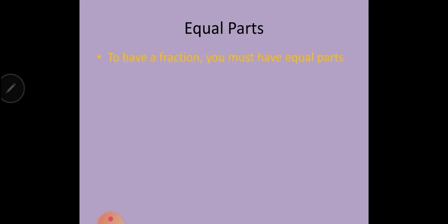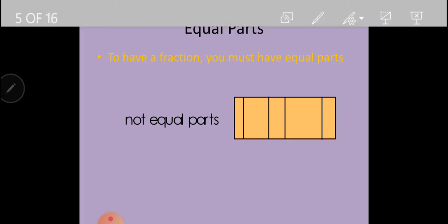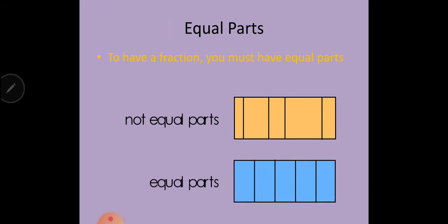So to cut equally means having the same part and the same shape. Okay, let's see these two shapes. You can see here, this is unequal. It's not equal because you have a small part here and a big part here. So they are not equal. They are not the same.